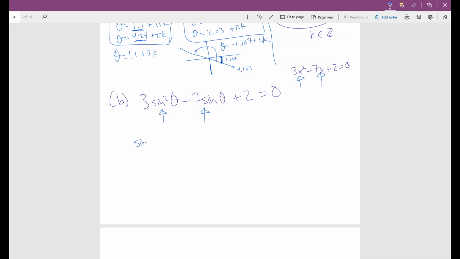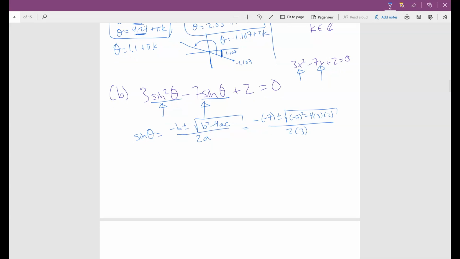So that tells me that sine theta equals negative b plus or minus the square root of b squared minus 4ac all over 2a. Because in this case, we don't have x, we have sine theta. So all we've got to do is plug in the b. So b is going to be negative 7 plus or minus the square root of b squared. Okay, so b is going to be negative 7 squared minus 4ac all over 2a, where a is going to be 3.